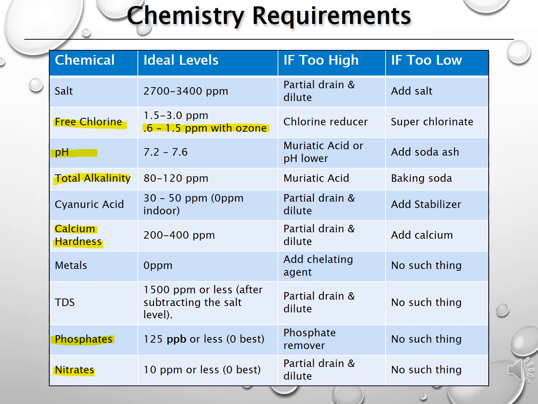A calcium hardness level between 200 and 400, and we want to check out free chlorine levels between 1.5 and 3.0 in a chlorine pool. And if you have an ozone or UV system on your pool, you can keep that as low as 0.6, between the range of 0.6 and 1.5, which is significantly less chlorine. I want to take a look down here at the bottom at phosphates and nitrates. Those are two things that we will be looking at in this video regarding algae. Phosphate levels we'd like to see below 125 and nitrates below 10.